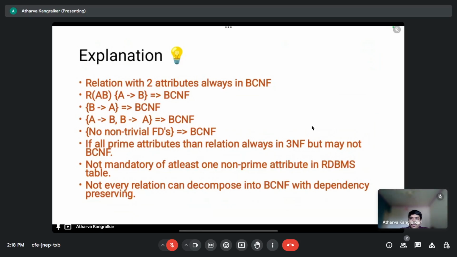Option B, if all attributes of a relation are prime attributes, that is, they are part of a candidate key, then the relation is in BCNF. This is because by definition a relation is in BCNF if every non-trivial functional dependency has a super key on the left side. If all the attributes are prime, then any functional dependency will be trivial or have a super key as the determinant.